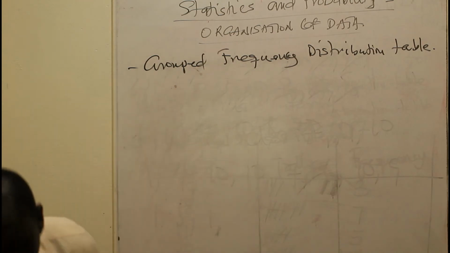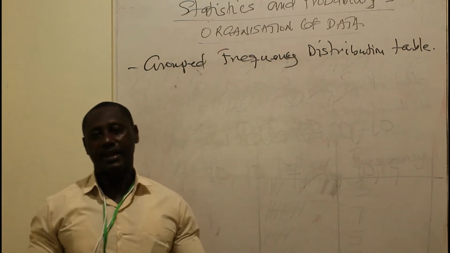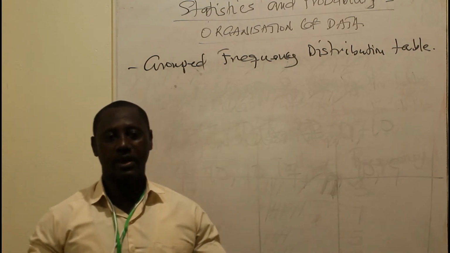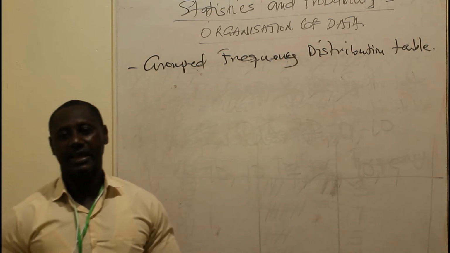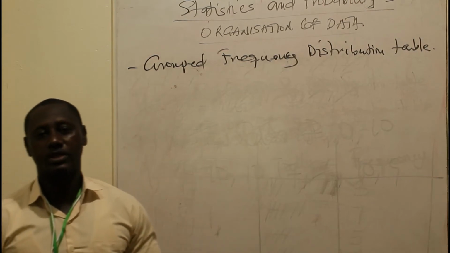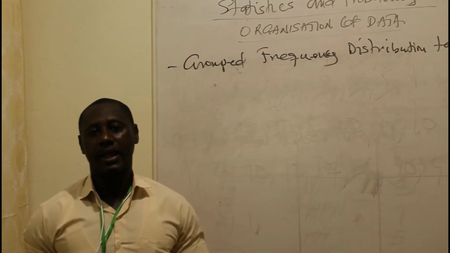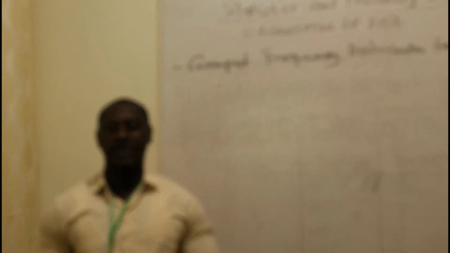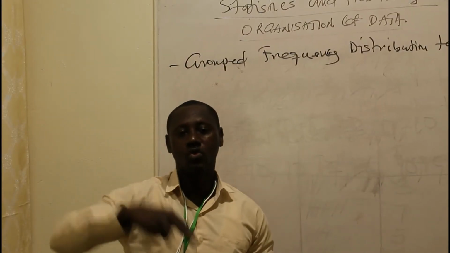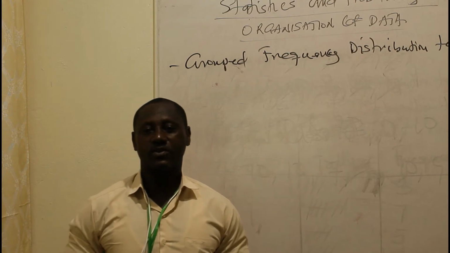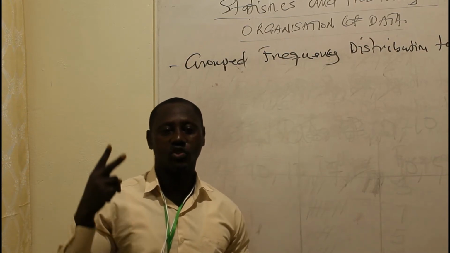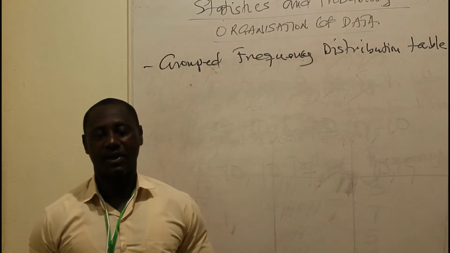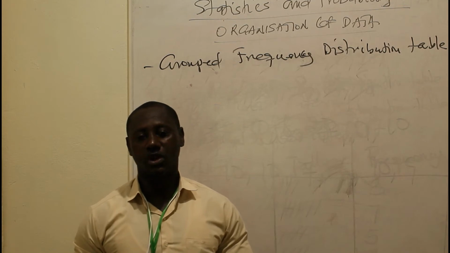The first one is that the intervals should be mutually exclusive. What it means is that an interval should be able to take one and only one particular data value. That is, a particular data value cannot belong to two intervals. So if a particular data value belongs to one interval, it should be there. It cannot belong to two class intervals. That's why we say that it should be mutually exclusive.